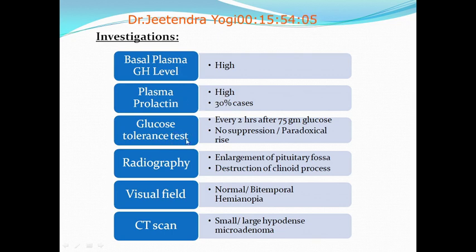We have to see the glucose tolerance test. For this test, we give 75 gram of glucose orally to the individuals, and we have to take each and every 2 hours the sample of blood to detect glucose and growth hormone level. In normal condition, after giving the glucose 75 gram, it causes hyperglycemia and causes suppression of growth hormone because of hyperglycemia. But in condition of acromegaly or gigantism, there is no suppression of growth hormone secretion due to the hyperglycemia. Even there is a paradoxical rise in growth hormone secretion. So that is a glucose tolerance test to detect the acromegaly and gigantism condition that causes hypersecretion of growth hormone.